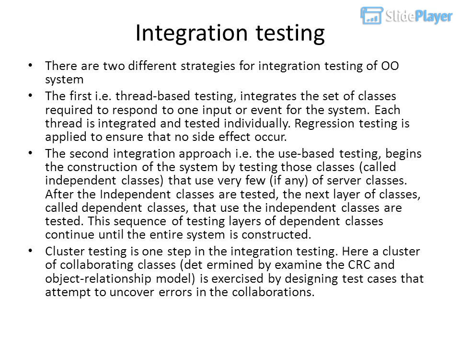The second integration approach, i.e. the use-based testing, begins the construction of the system by testing those classes, called independent classes, that use very few, if any, of server classes. After the independent classes are tested, the next layer of classes, called dependent classes, that use the independent classes are tested. This sequence of testing layers of dependent classes continues until the entire system is constructed.